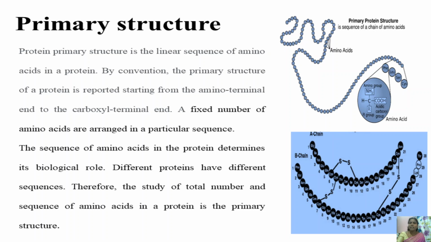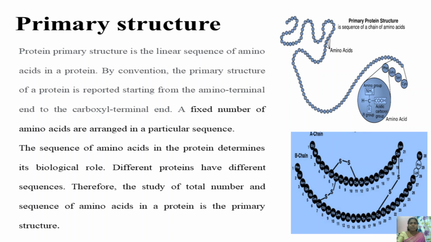A fixed number of amino acids are arranged in a particular sequence. So if you know the complete sequence of a polypeptide chain, what is the amino acid present at the N terminal and which is the amino acid present at the C terminal, all these will depict the primary structure of a protein. So this is called primary structure.